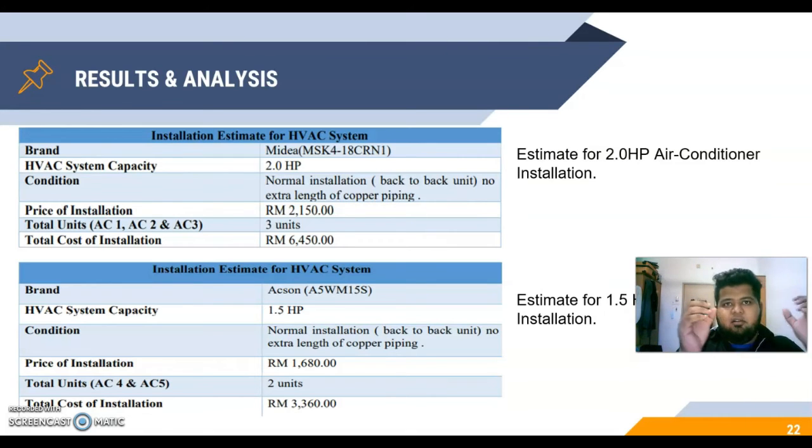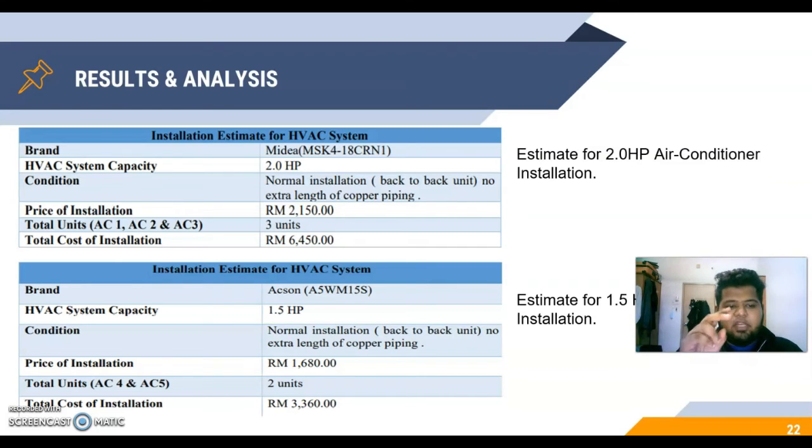For this year, we were not able to get the correct quotation because the pricing was fluctuating, and most of the shop installers were not able to give us the quotation on time.